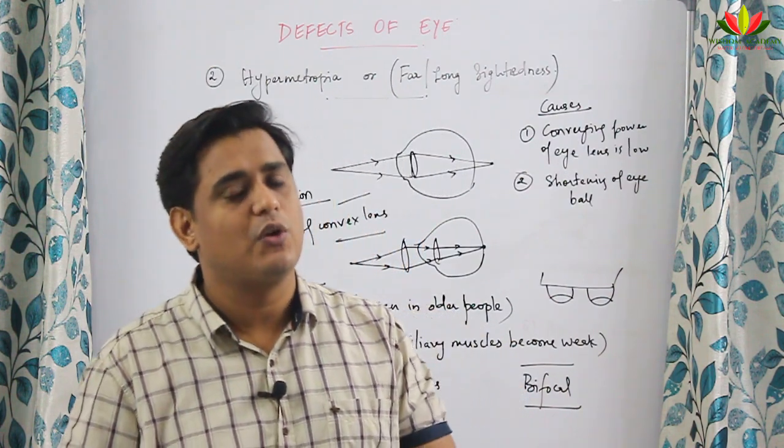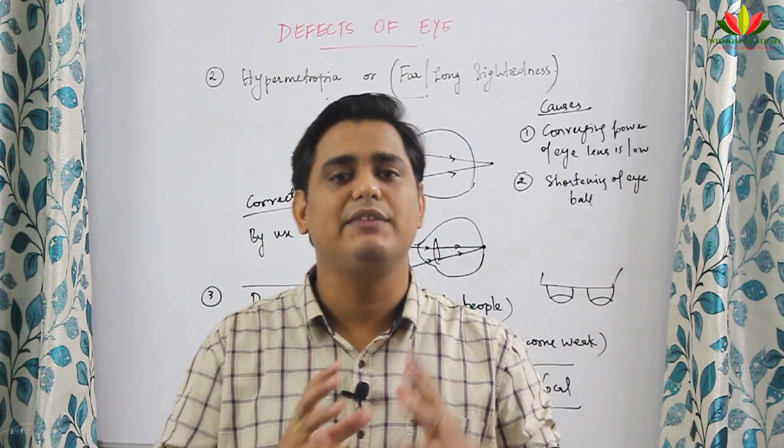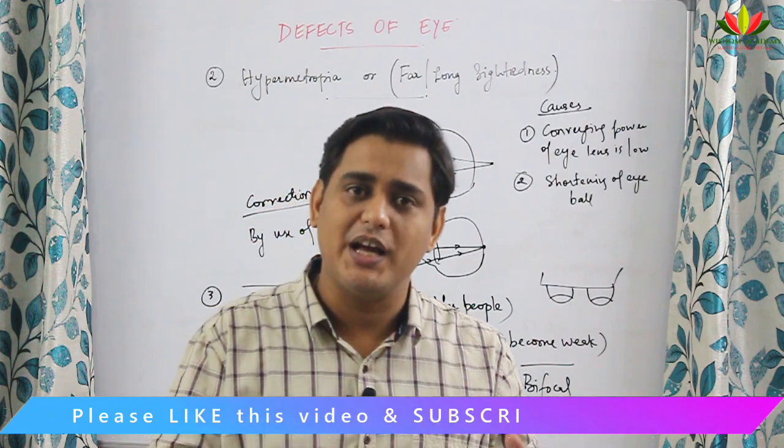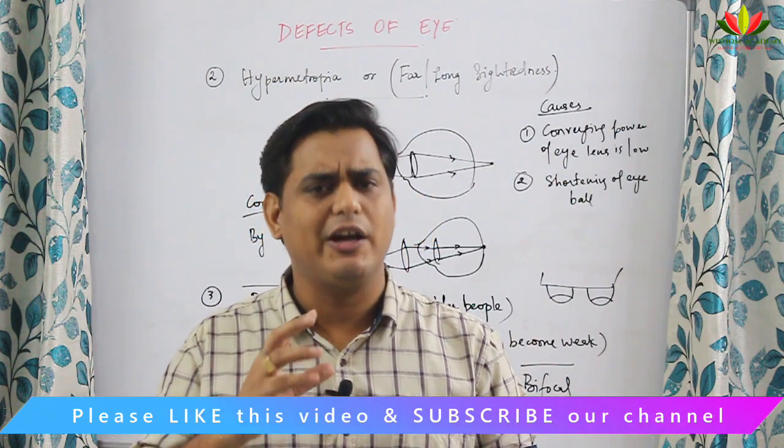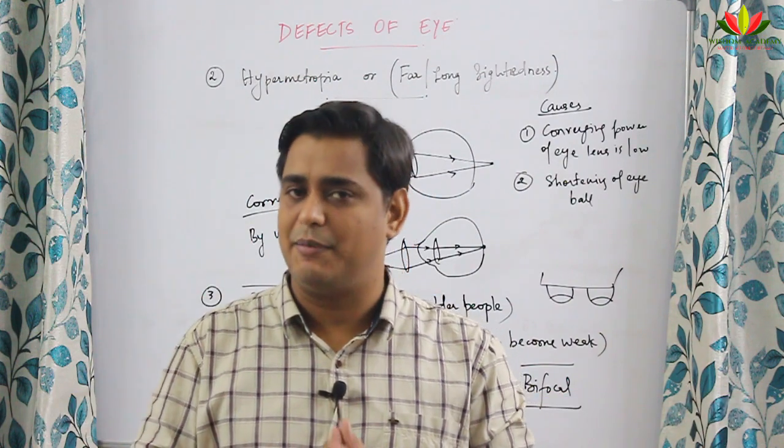So in today's session, what did we learn? We learned about the human eye, we learned about the parts of the eye, and then we learned the defects of the eye, which were myopia, hypermetropia and presbyopia. I also told about astigmatism and cataract. So with this, I am ending today's session.